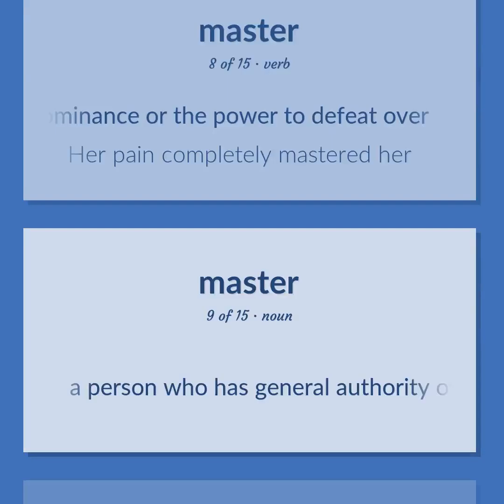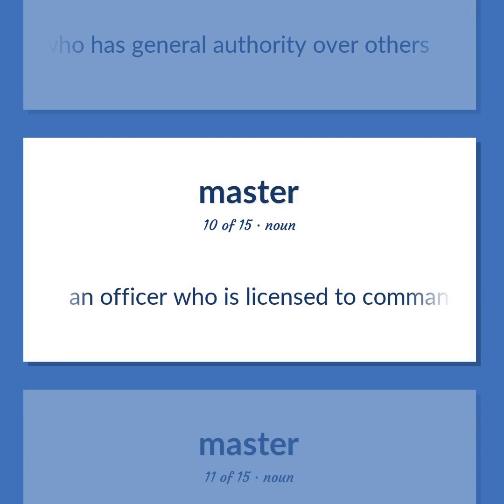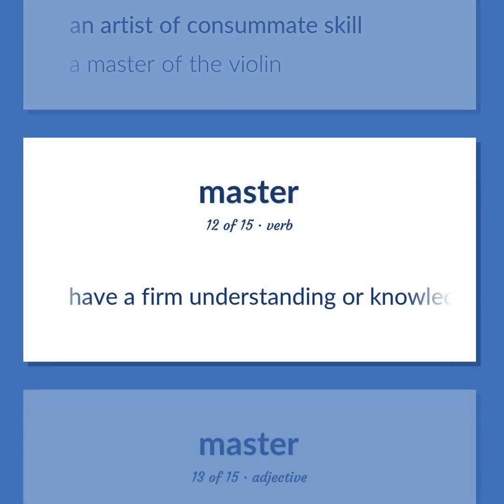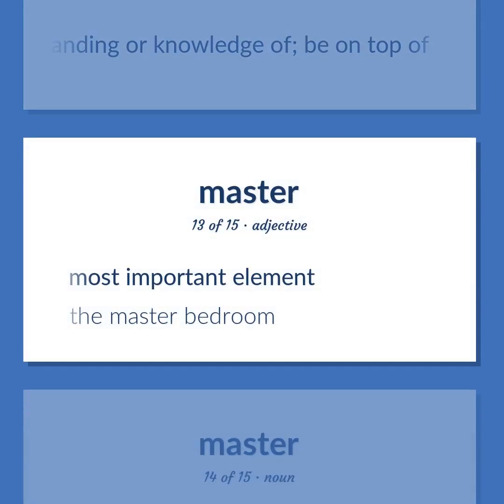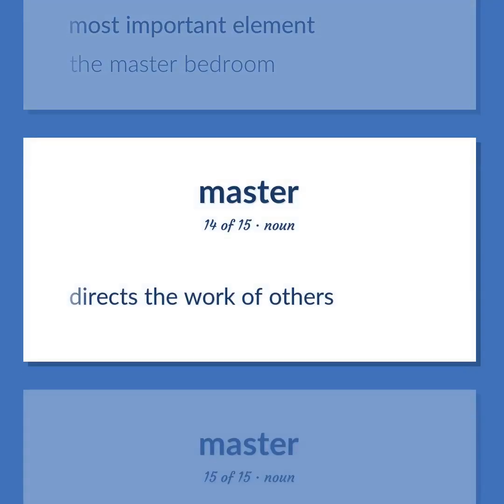A person who has general authority over others. An officer who is licensed to command a merchant ship. An artist of consummate skill. A master of the violin. Have a firm understanding or knowledge of, be on top of. Most important element. The master bedroom. Directs the work of others.